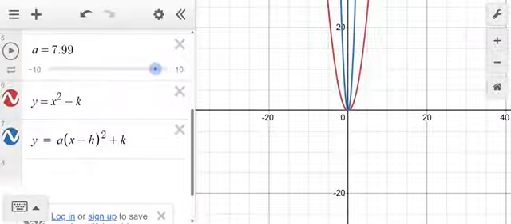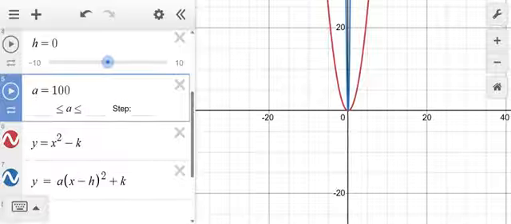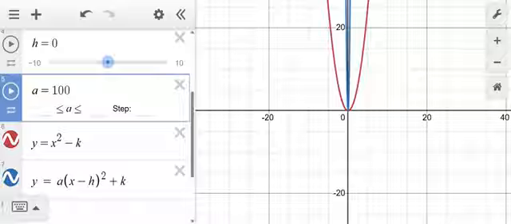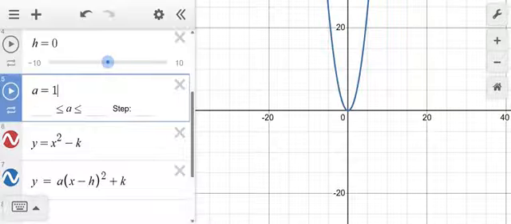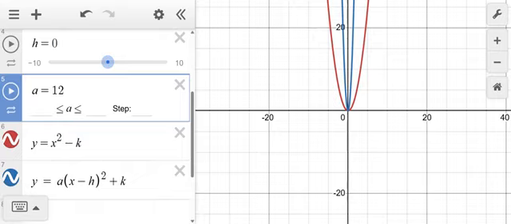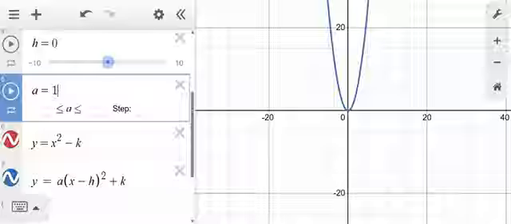At this point, A is 7.9. I'm going to put 100. Whoa. Okay, what number should I try now? 2? Okay. What value for A is going to make the blue go on top of the red? Anyone know? You got it. Because 1 means there's no stretch, there's no compression.